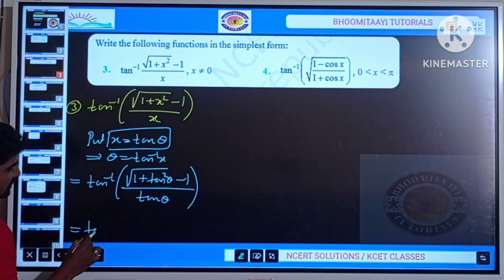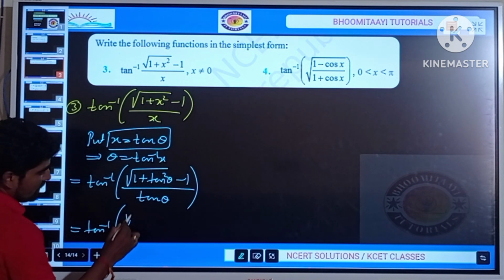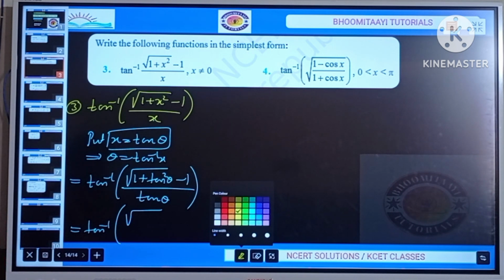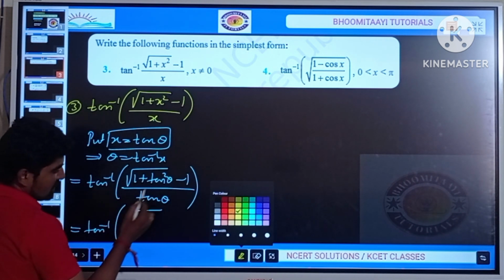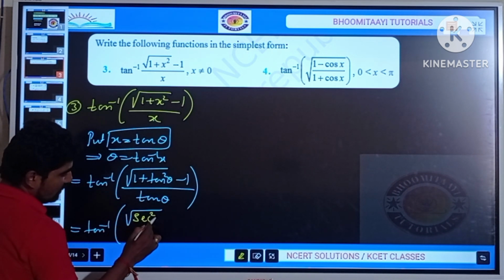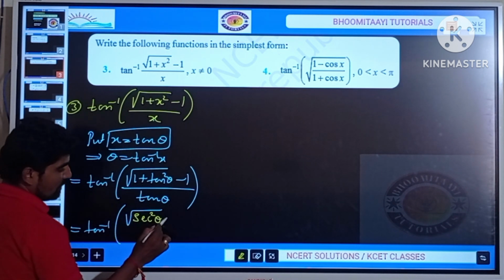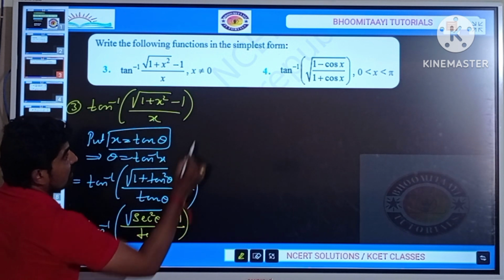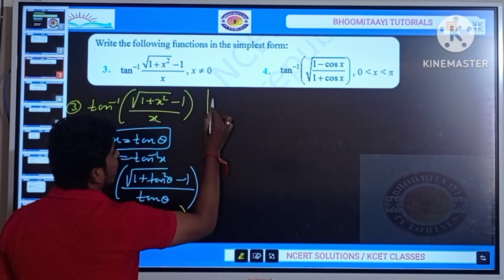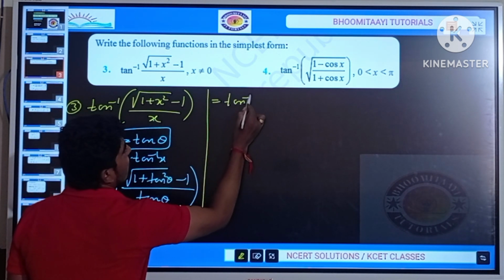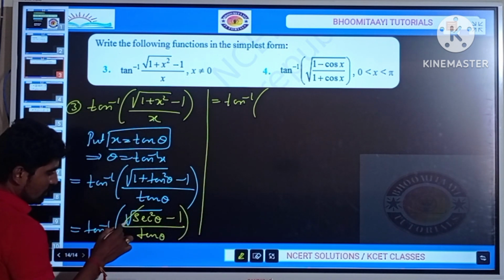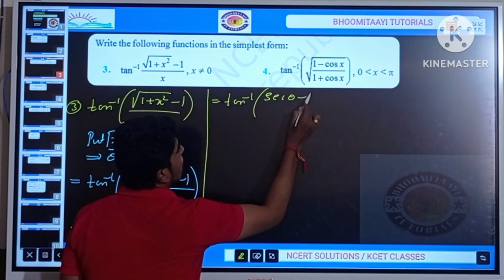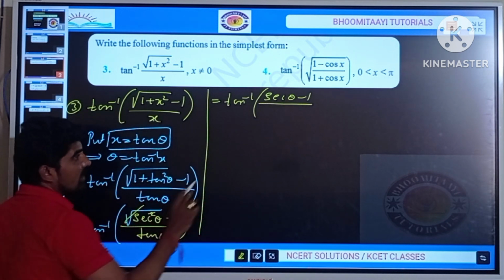Now, it is equal to tan inverse of root of... We know the basic identity of the trigonometric functions: 1 plus tan square theta is equal to secant square theta. Minus 1 as it is, divided by tan theta. So this is equal to tan inverse of, here the square root and square get cancelled, remaining secant theta minus 1 divided by tan theta as it is.